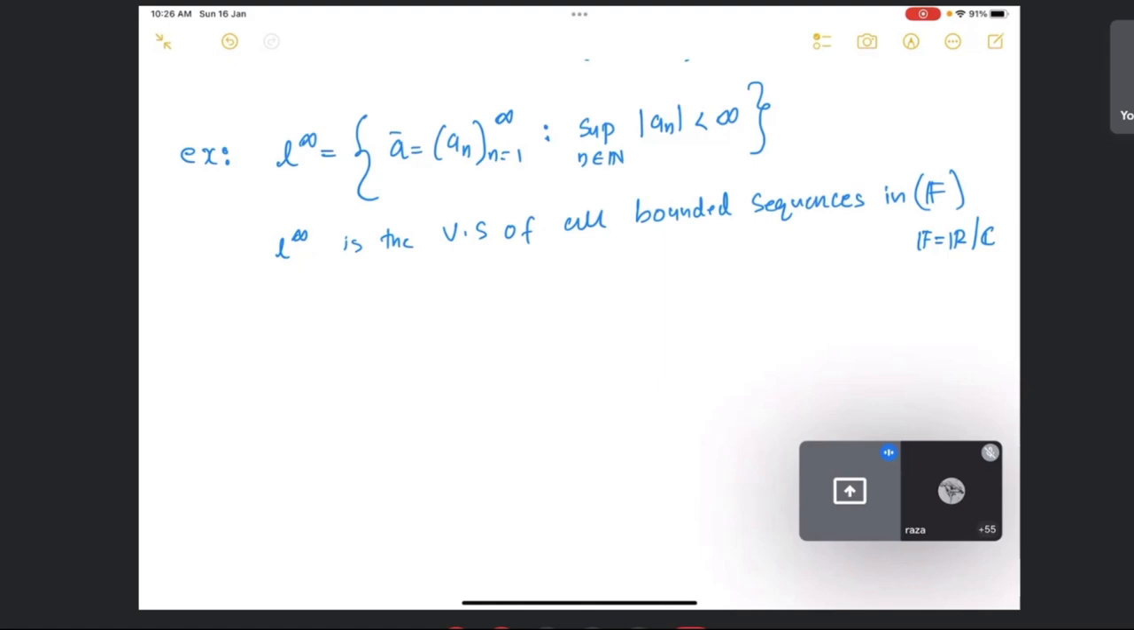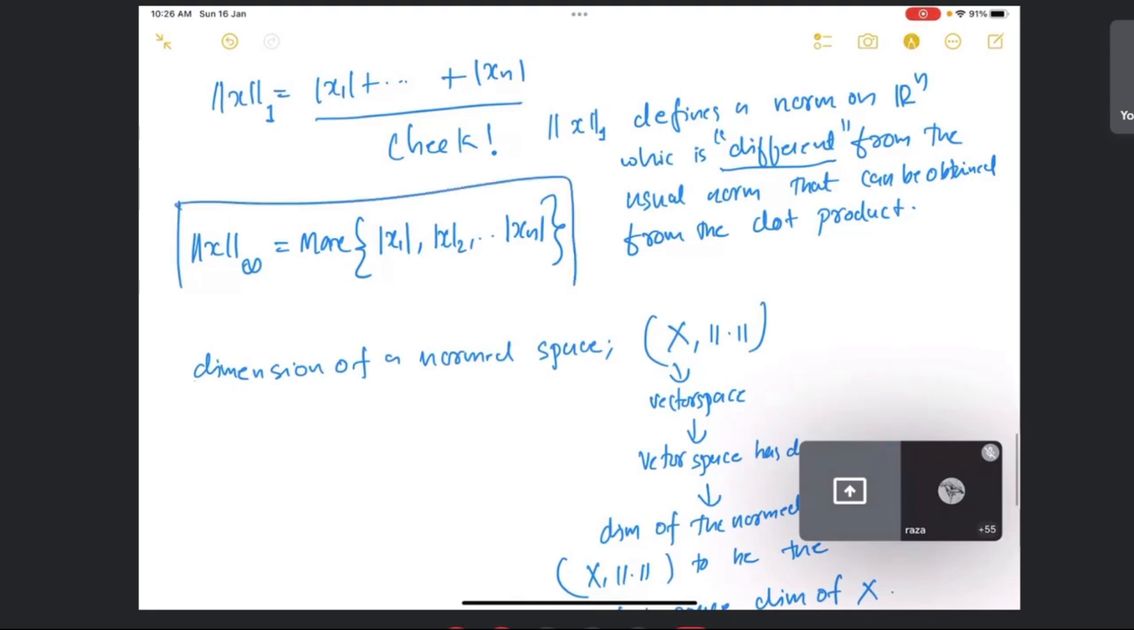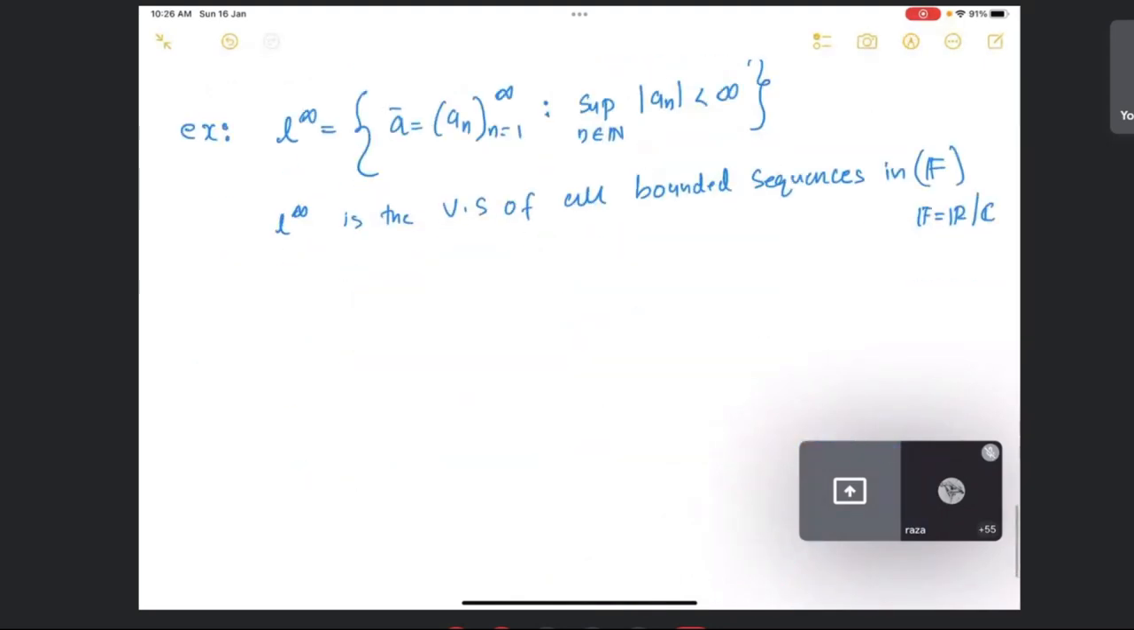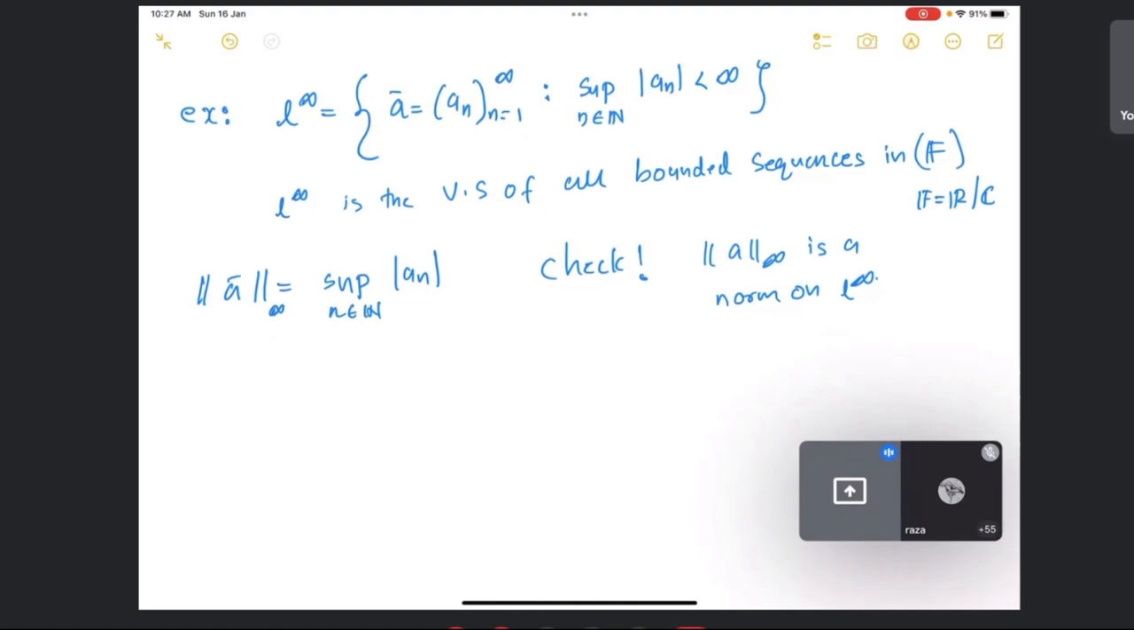Now how do we define a norm on L infinity? We can take intuition from this definition of norm, and we define the norm of A bar, where A bar is a sequence A n, to be the supremum over n of mod A n. And you can check this is indeed a norm on L infinity. So this L infinity is called the space of all bounded sequences.